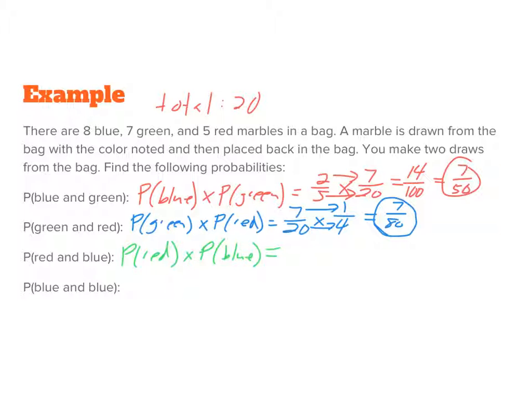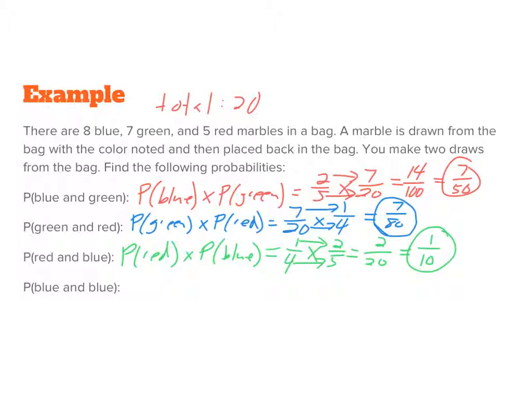So what I can do, probability of red, I already found that, it's 1/4. Probability of blue, I already found that as well, it's 2/5. And I can multiply straight across. 1 times 2 is 2. 4 times 5 is 20. 2/20, I can take a 2 out of both of those, and my probability is 1/10.